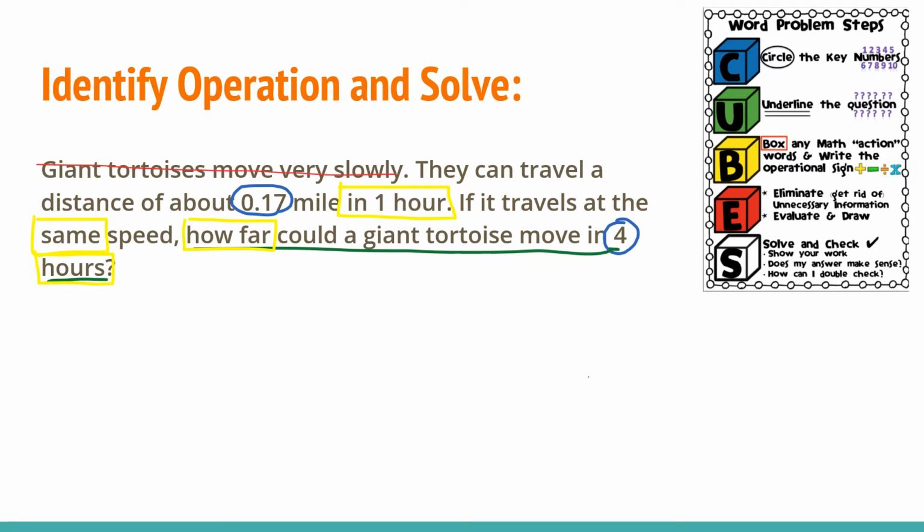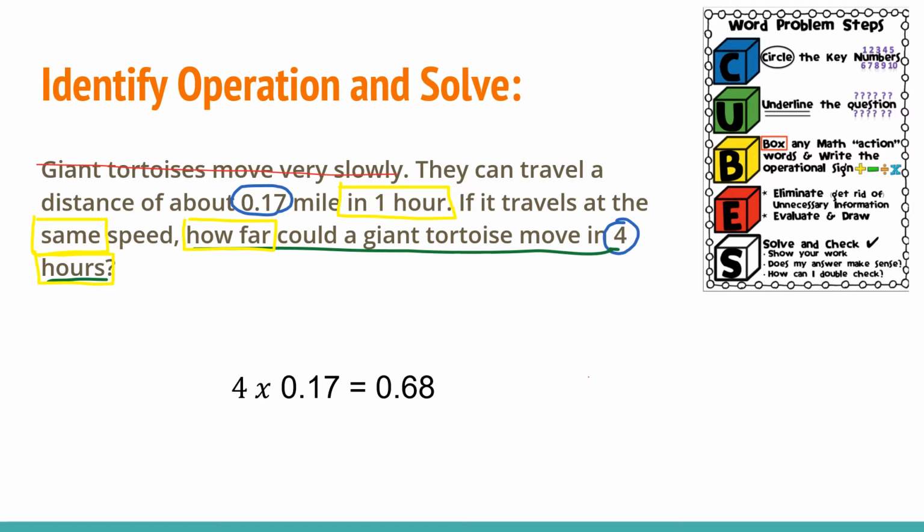Now, I can cross out giant tortoises move very slowly because that doesn't really add to my problem and it doesn't really help me solve. So that's just extra information. So I go ahead and set up my problem. It's 4 times 0.17, which equals 0.68.